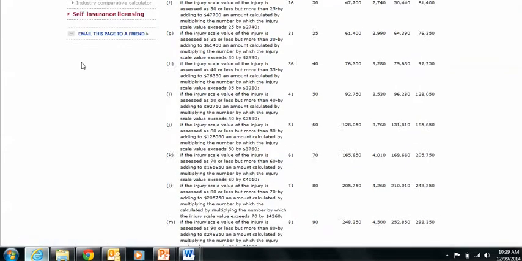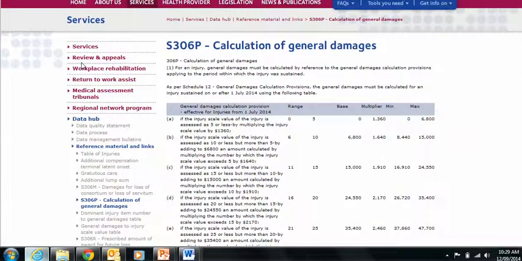Here it is. This is the calculation of general damages that they refer to. It's updated each year, it's increased by inflation. Because if they just said when it started, in 2002 or whenever it was, $250,000 and it wouldn't change, pretty soon, sometime in the future, you guys will earn an income of $250,000 a year.